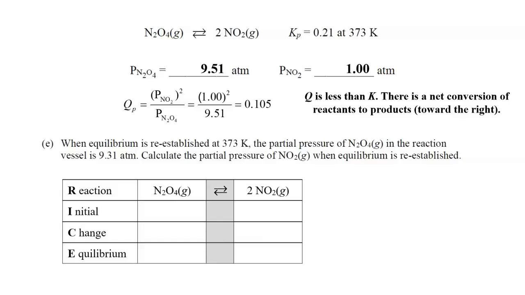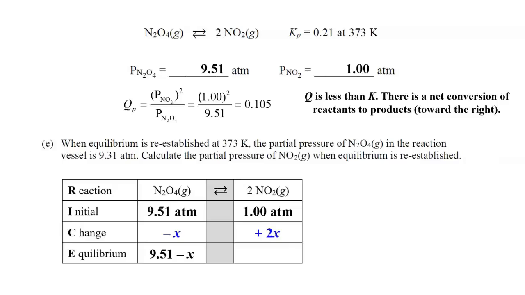So initially, at the moment that the stress occurred, the partial pressure of N2O4 is 9.51 atmospheres, and the partial pressure of NO2 is 1.00 atmospheres. There is a net conversion from left to right, from reactants to products, that causes the value of the pressure of N2O4 to decrease. So we'll say minus X. It will cause the pressure of NO2 to increase. And we'll say plus 2X. Again, there's that 1:2 ratio based on the coefficients.